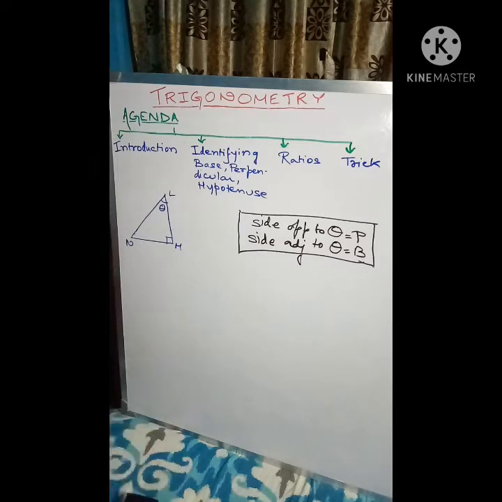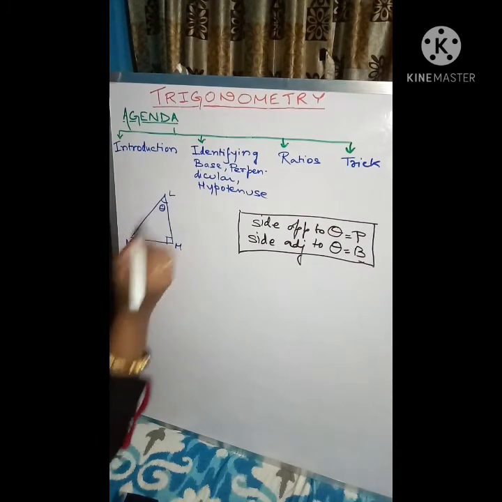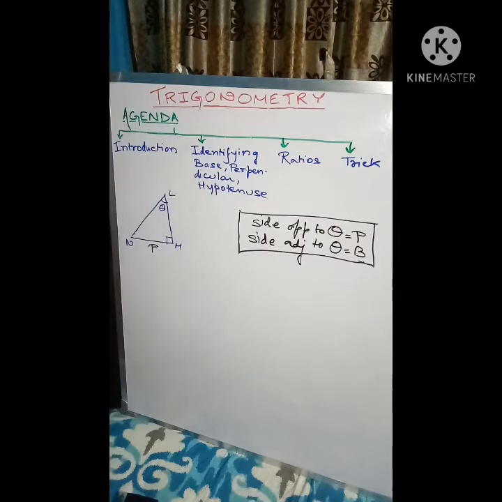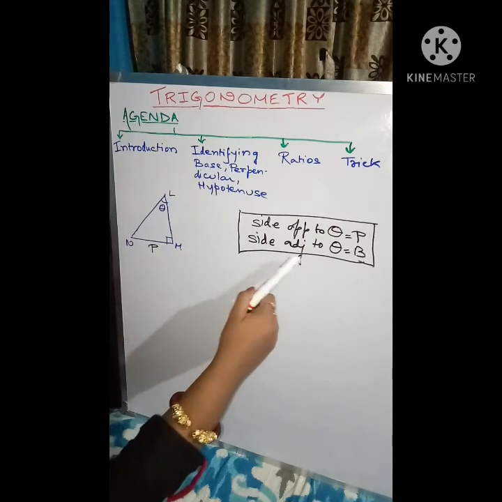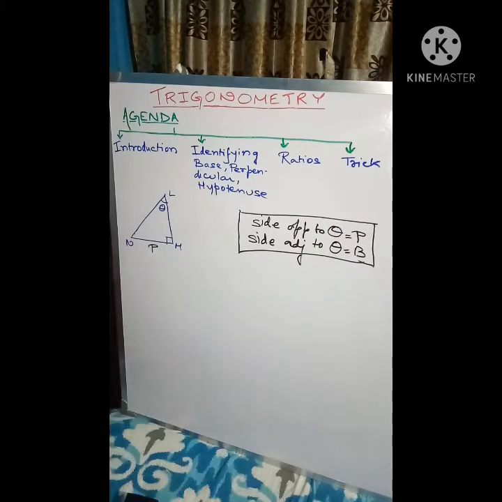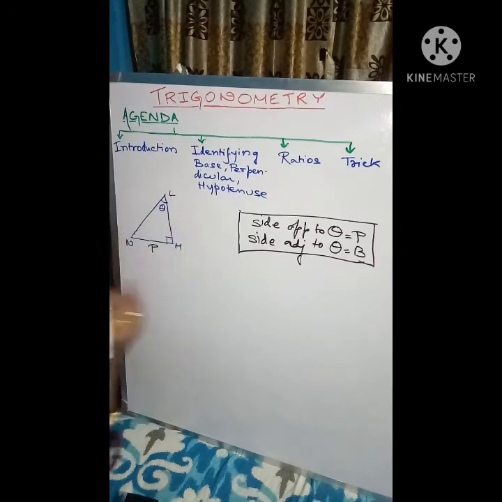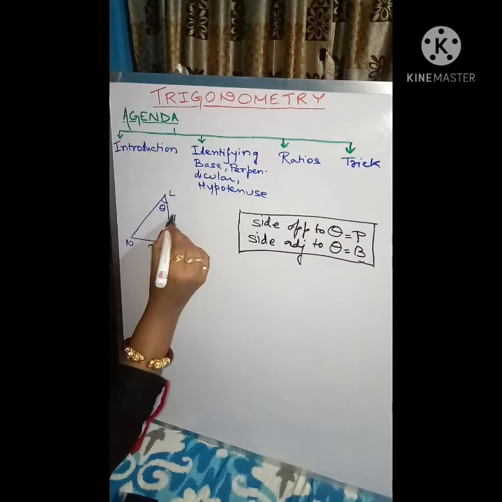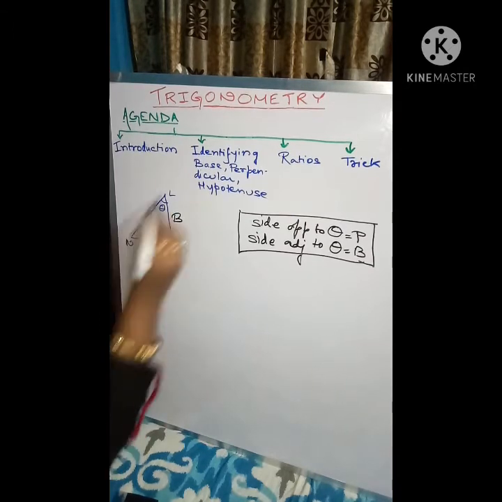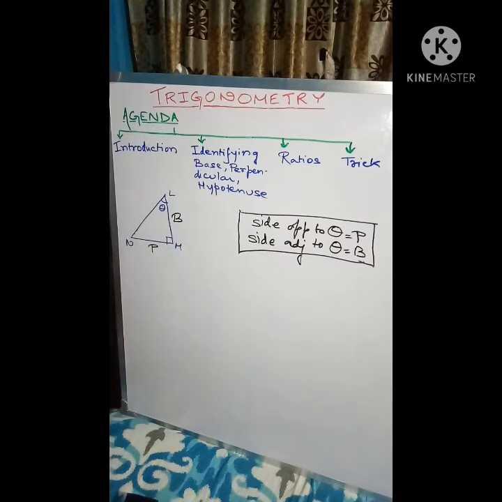I have already told you the side opposite to theta will be your perpendicular. So this one is your theta and NM is opposite to your theta, right? So NM will be your perpendicular. And the side adjacent to theta will be your base. Here see, LM is adjacent to theta. So this one will be your base. And this LN is the largest side of the triangle. So this will be your hypotenuse.